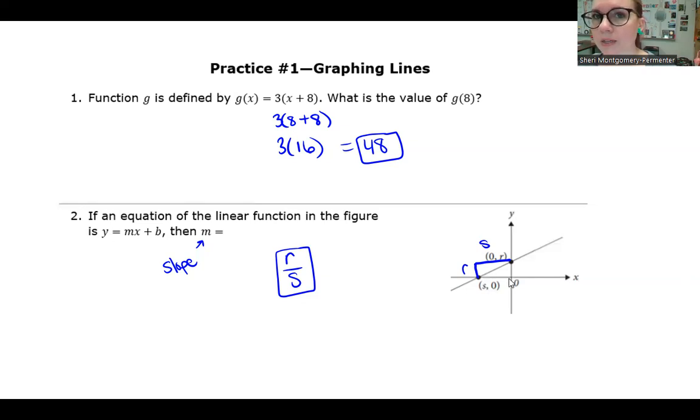Again, it's kind of weird because it's r's and s's, but it's not asking you to find a number value. It's just asking you to find the slope.